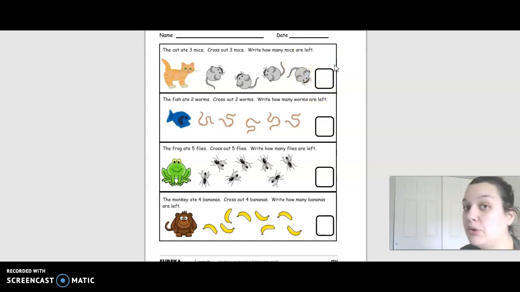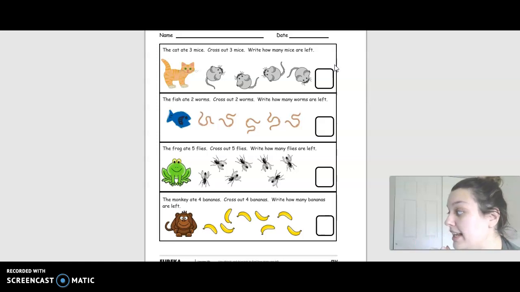But if you don't have a way to print this one page out, you can pause the video right here and you can either draw some pictures of your own, if you want to draw a cat and some mice and then a little box and put your answer in there, or you can just send me the answers. You can just put a little box with the numbers in it to answer each question.